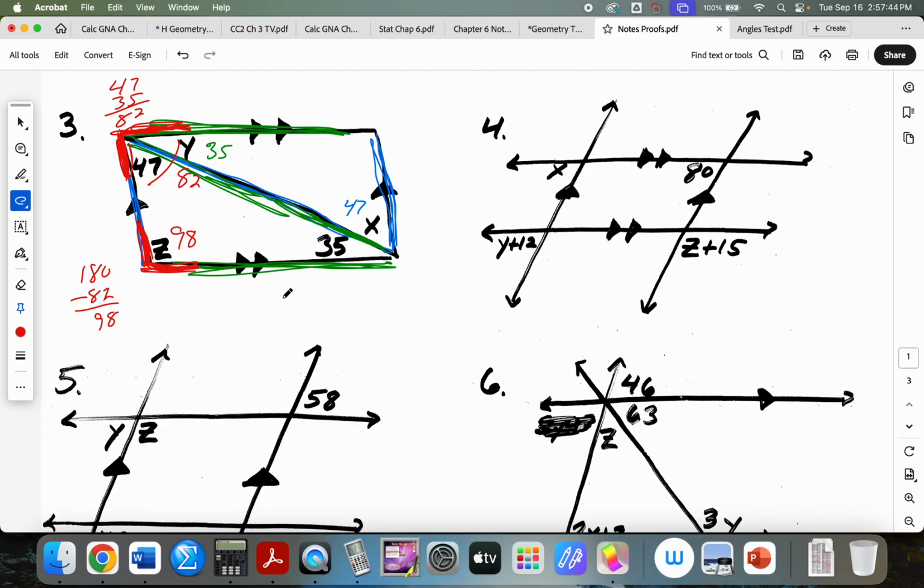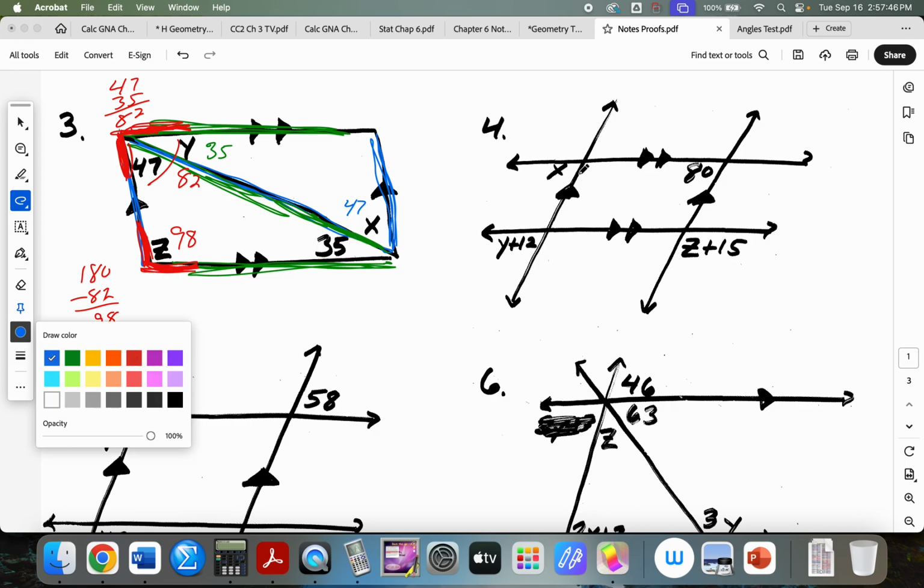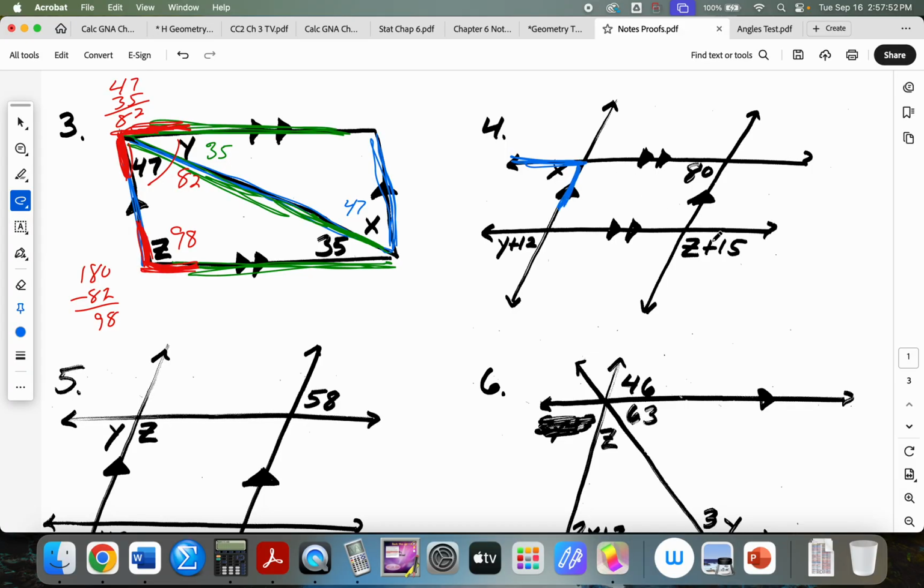All right, let's take a look at this next one. X is made by this line and this line. I actually have a couple of different choices on this. Is x going to be related to the y plus 12? Yes. But that's not much help, is it? No. Is x going to be related to the 80? Yes, because if I go from the x to the 80, am I crossing parallel lines? Yes. What kind of angles are the x and the 80? Congruent, or corresponding. Corresponding. So this is 80.